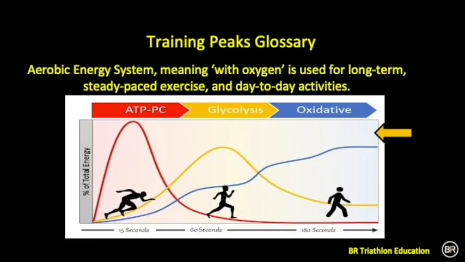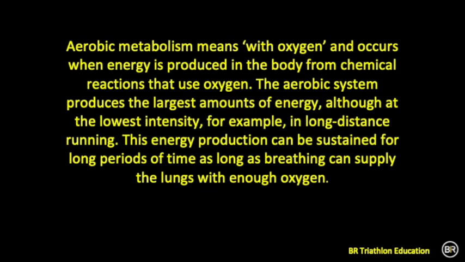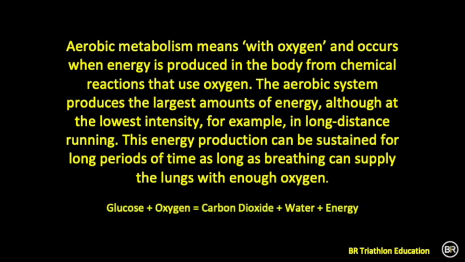Training Peaks Glossary. Aerobic energy system, meaning with oxygen, is used for the long-term, steady-paced exercise and day-to-day activities. Aerobic metabolism means with oxygen and occurs when energy is produced in the body from chemical reactions that use oxygen. The aerobic system produces the largest amounts of energy, although at the lowest intensity. For example, in long-distance running.